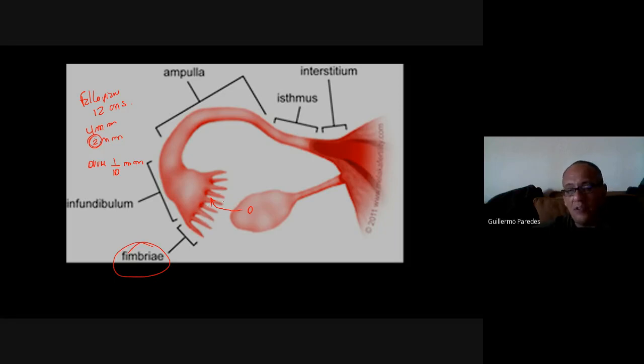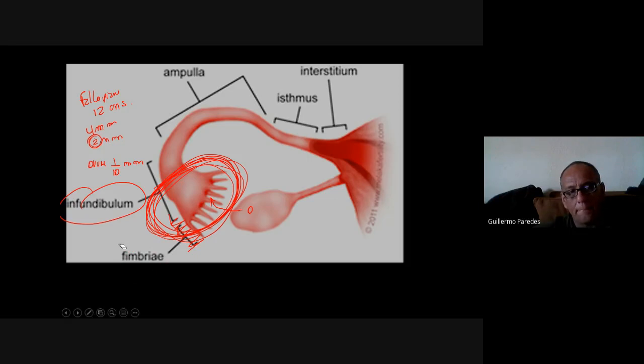The divisions of the fallopian tube start with the infundibulum. Please, this is a wrong picture here. The infundibulum is all this. The infundibulum has a component that is the fimbria. The fimbria belongs to the infundibulum. You okay with that? Yes. Okay. Then we have the ampulla. The ampulla, question for exam, is the largest, the longest area of the fallopian tube.